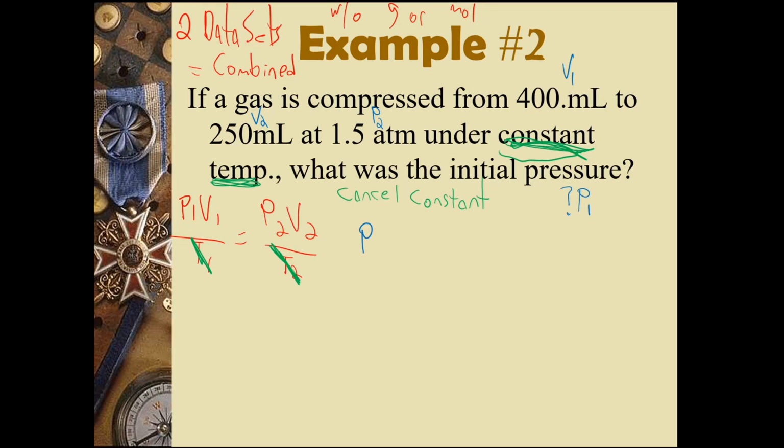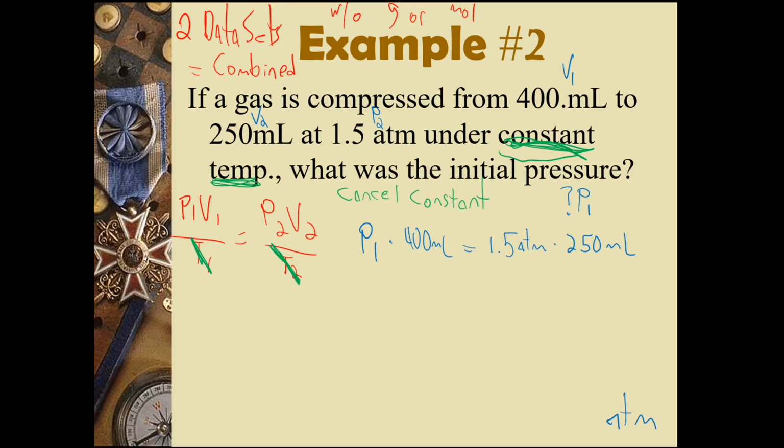So P1 will remain our variable, and it's going to be multiplied by 400 milliliters. This is going to be equal to 1.5 atms times 250 milliliters. I'm going to do my unit trick. I have milliliters on one side, milliliters on the other, so they will cancel, which means my missing unit is atms. So I'll just write that at the bottom so I don't have to worry about my units anymore, because everything else will cancel. It's a nice little shortcut.